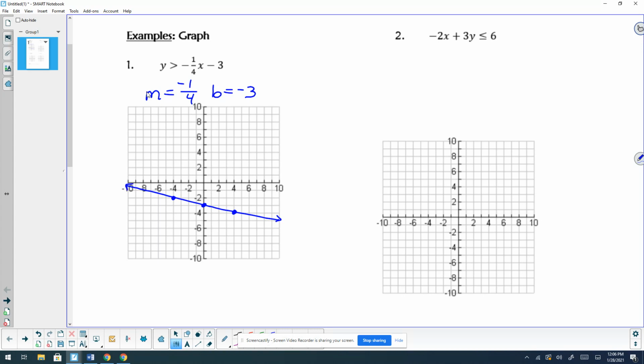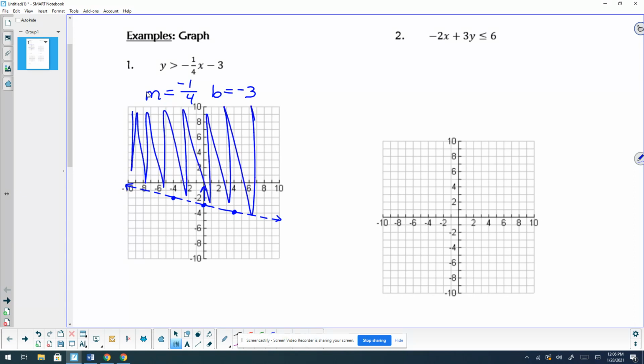Now, what I have to consider is whether or not this should be a solid line or a dotted line. The greater than only sign tells me that this should be dashed, so I need to get rid of some of my line. Now, it says that my y needs to be greater than, so I want all answers that are greater than my line, so anything that's above. So I'm going to shade above the line, and that will be my answer.